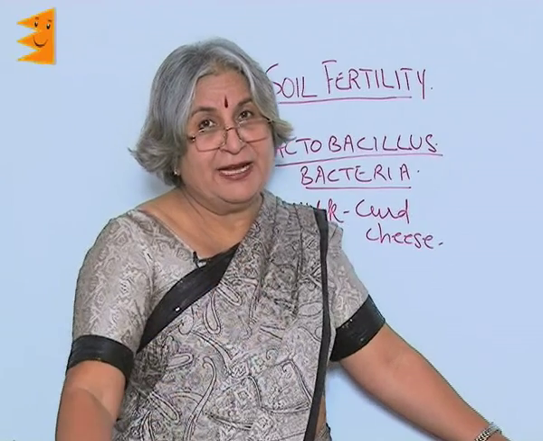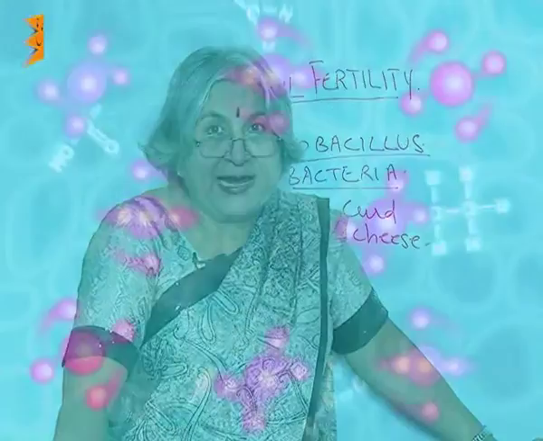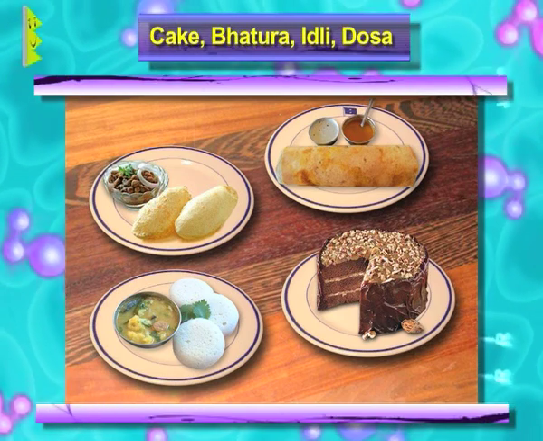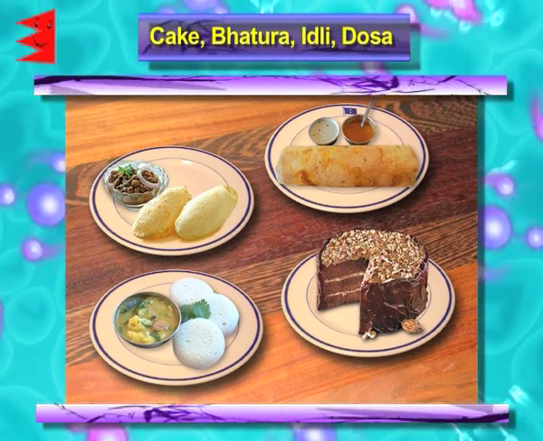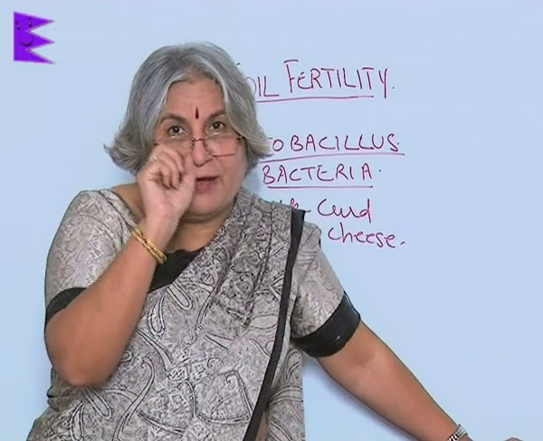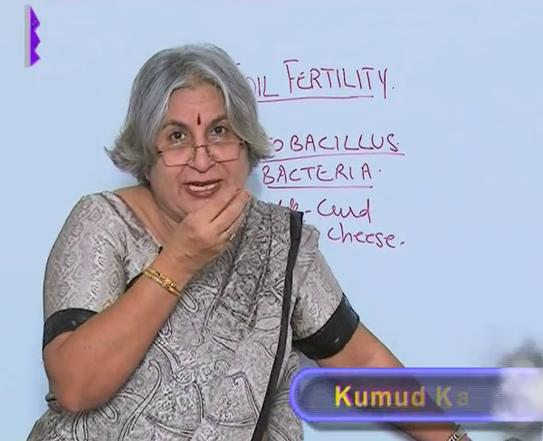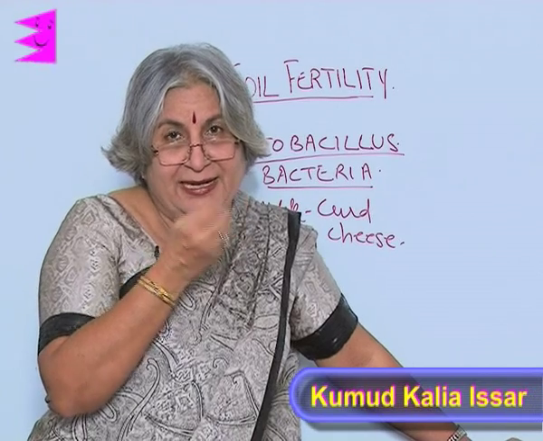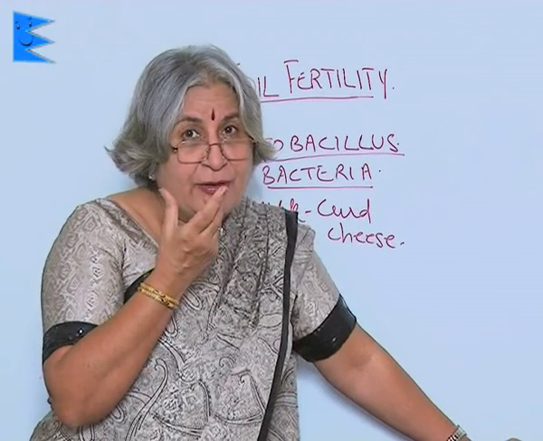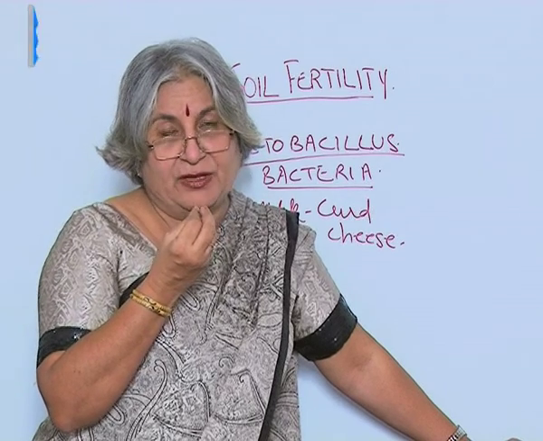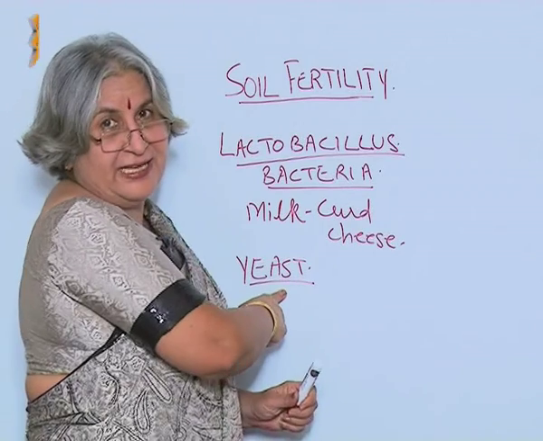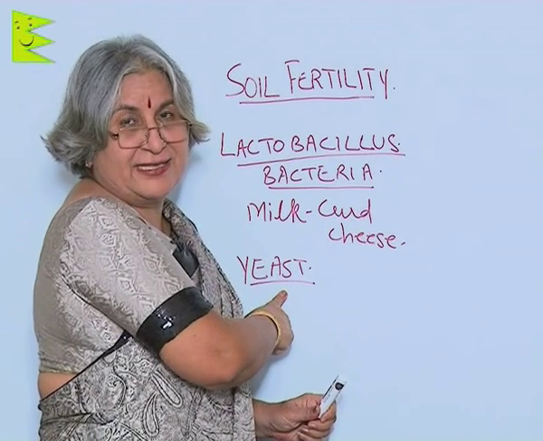Now, let me tell you one thing more. You like cakes? You like Bhatura, Idli, Dosa? What is common between these things? If you look at them, all of them have holes. They are spongy, soft. Cake, idli, both are totally different things. But then the common point is they are porous. Now, why do they become porous? That's the doing of yeast, a unicellular fungus.